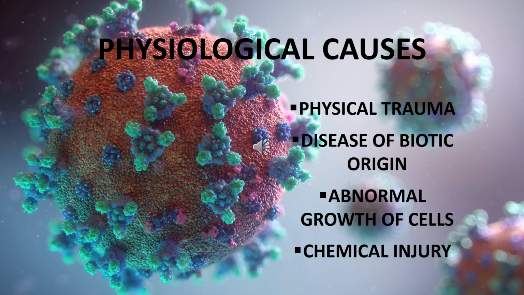And the last one is the chemical injury. So in simple, it can be called as poisoning. So a poison is a substance that can cause illness and also sometimes death when ingested.